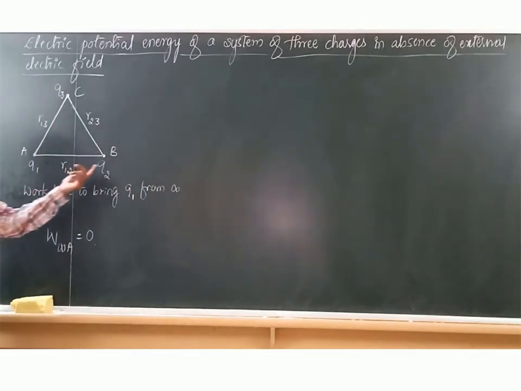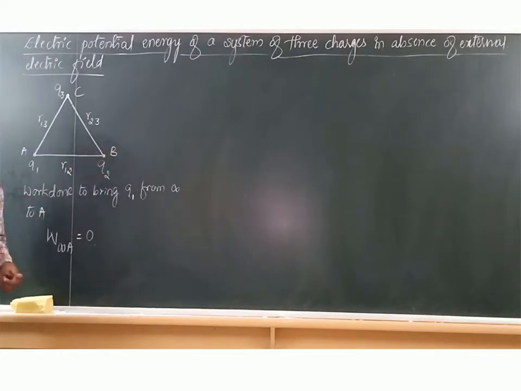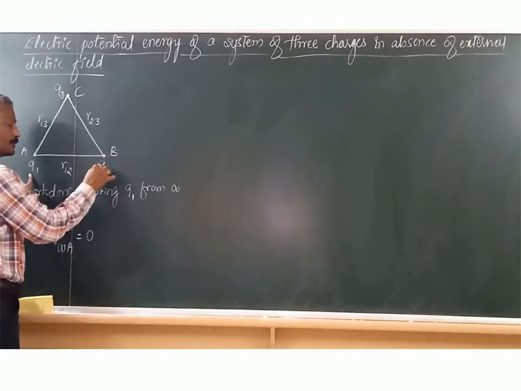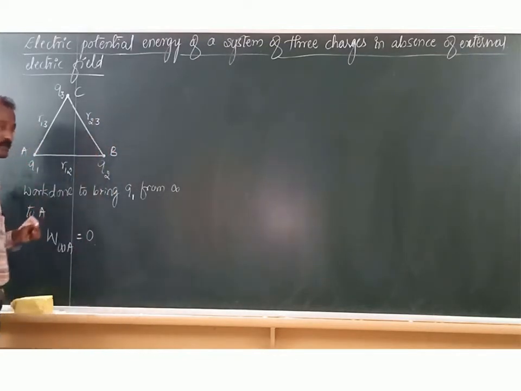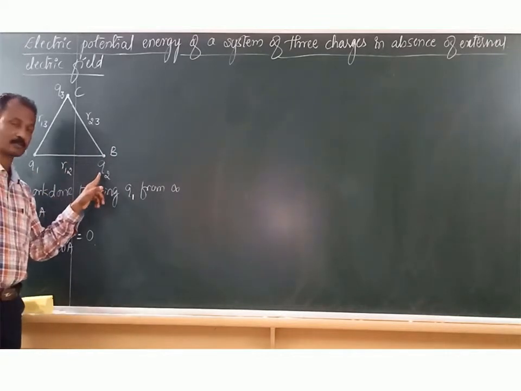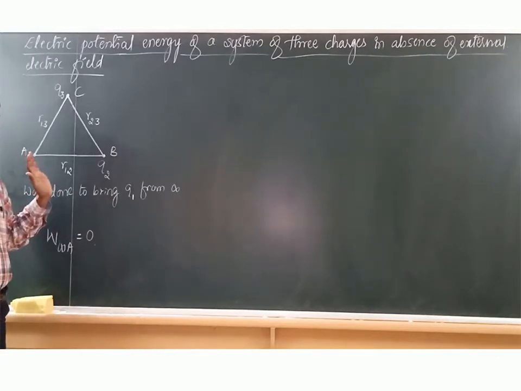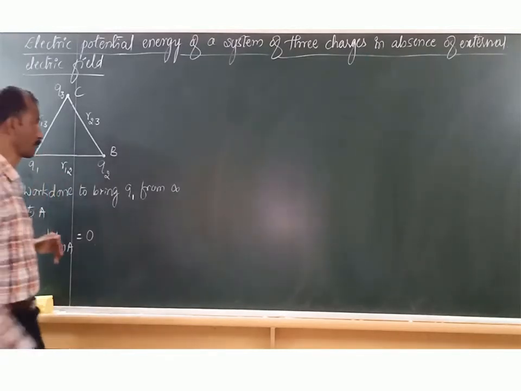Now bring Q2 from infinity to point B against the repulsive force of Q1. The charge Q1 placed at point A produces an electric field in the surrounding space. Point B lies in the electric field of Q1. So Q2 is brought from infinity to point B against the repulsive force of Q1. Work has to be done.